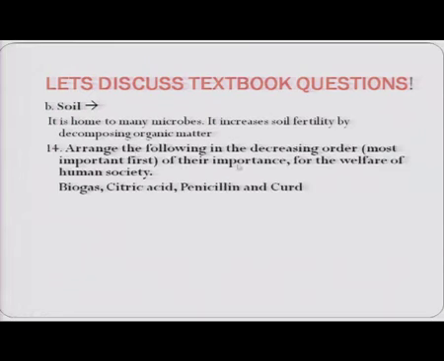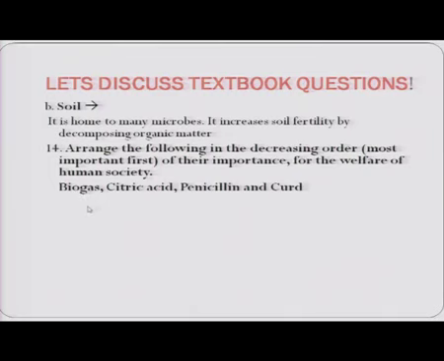Next question, arrange the following in the decreasing order of their importance for the welfare of human society. So, here in this question you have been given different products which can be obtained by the use of microbes, and you have to arrange them in the decreasing order of their importance. So, what are those products?